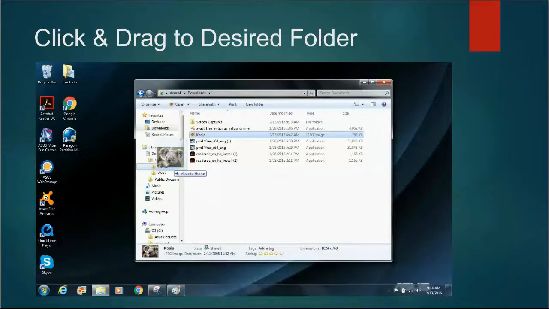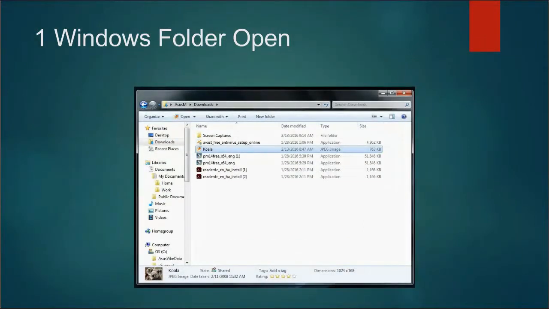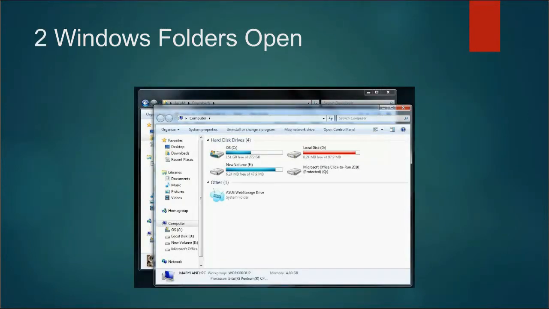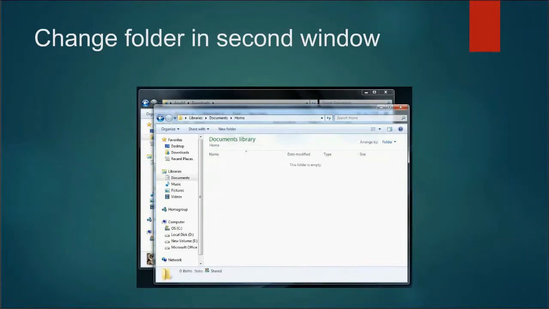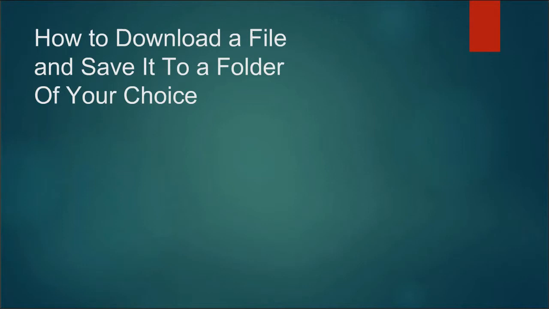Okay, let's continue on. Now when Windows Explorer is open, you can open another window. You can open another instance of Windows Explorer, or open up Computer, and have a second window, and then drag it over that way. So what I did is on that second one, I went into Documents and Home, so I have it there. And then I went to the first one and dragged it over and was able to put it in.